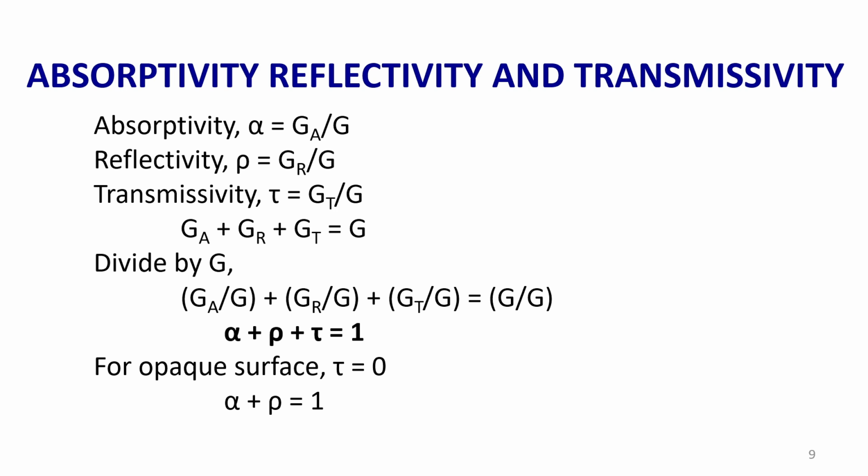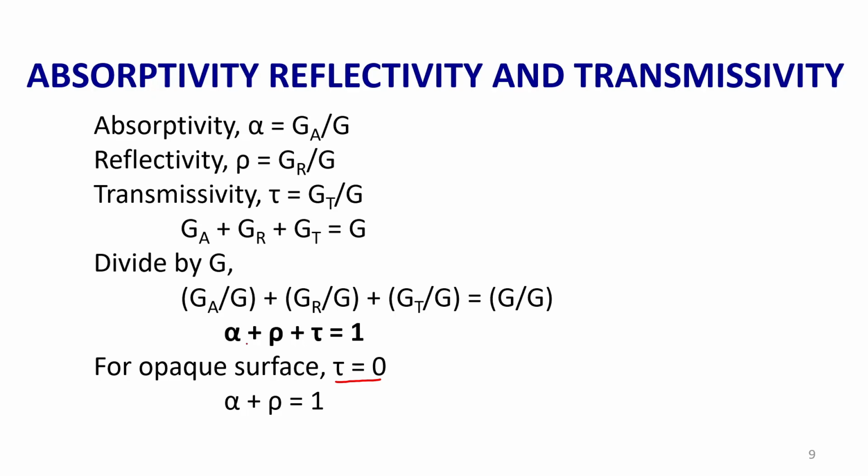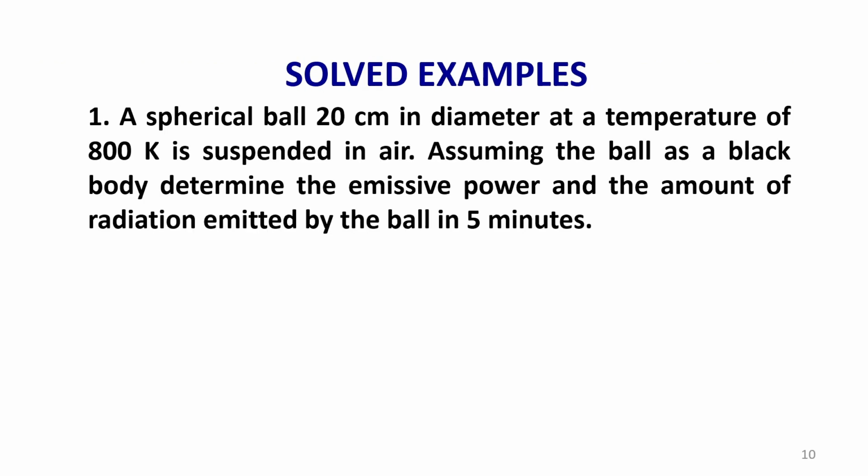For an opaque surface, it does not transmit any of the radiation which is falling, so tau is equal to 0. If you put tau equal to 0, then the summation of absorptivity and reflectivity will be equal to 1. This is applicable only for an opaque surface. So, with this background, let us solve the numerical.